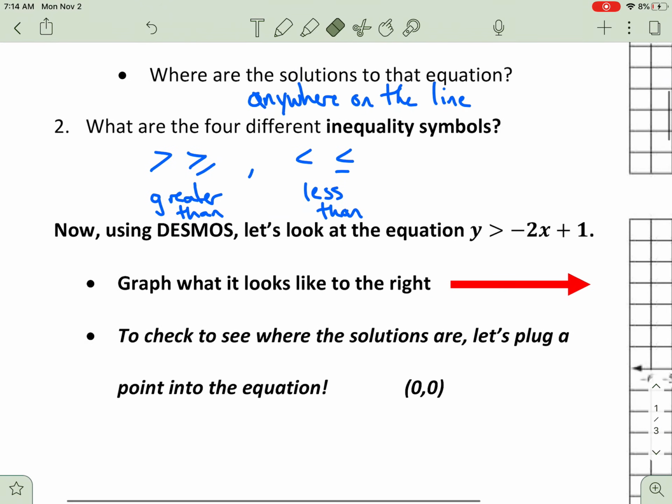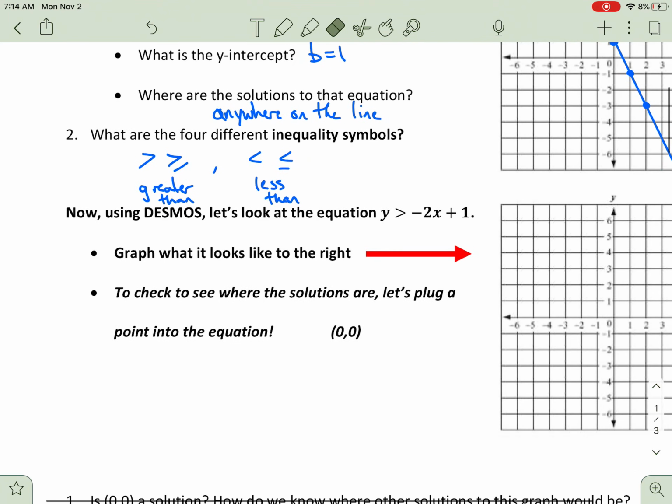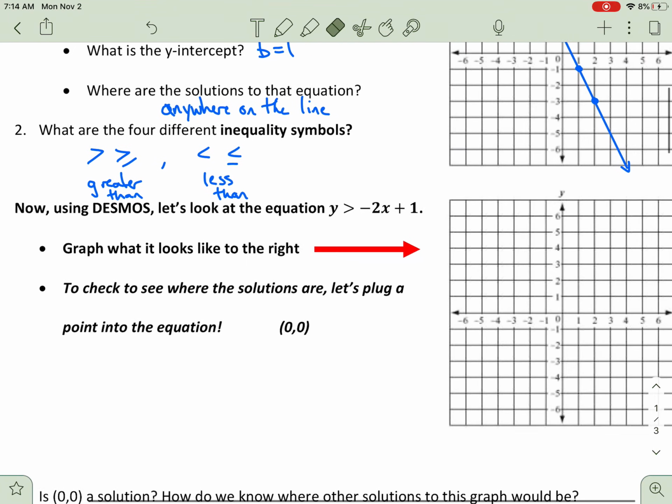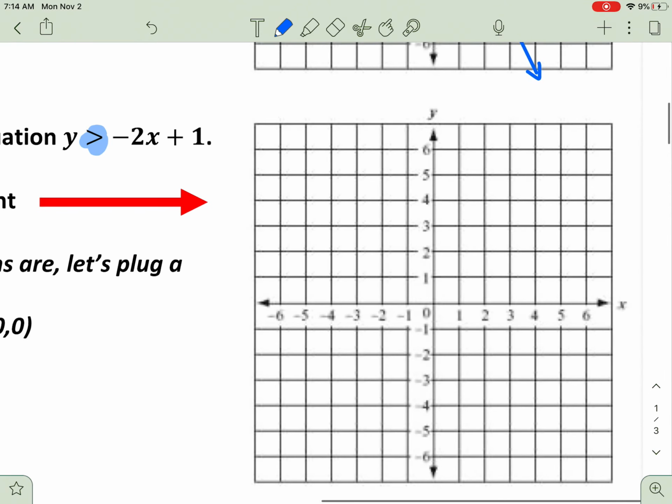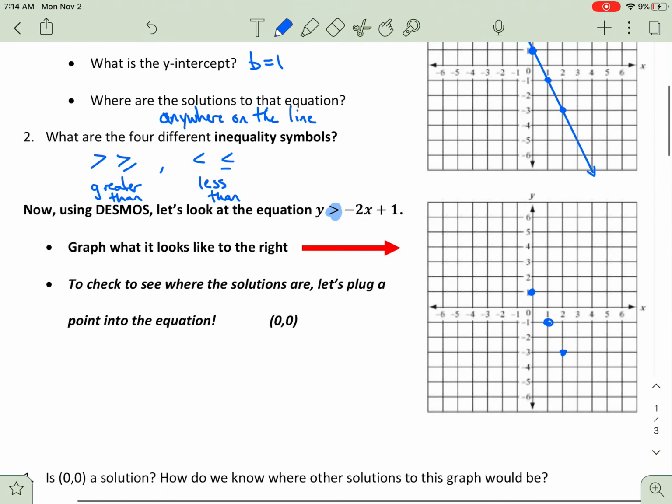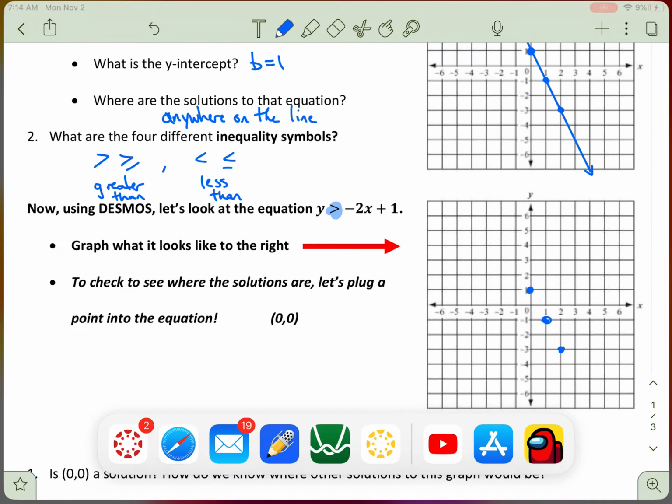Now using Desmos, let's look at the equation y is greater than negative 2x plus 1. So graph what it looks like to the right. Well, first of all, it looks very similar to the one up above, except notice the inequality symbol. So I'll tell you now, we're going to graph it the same way. We're going to start at 1 and then go down 2 over 1, down 2 over 1. Now let's look at how this looks in Desmos.